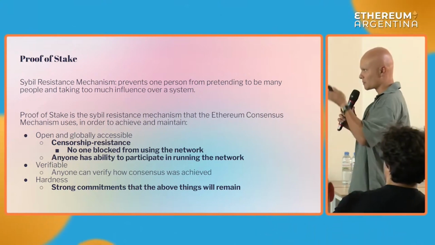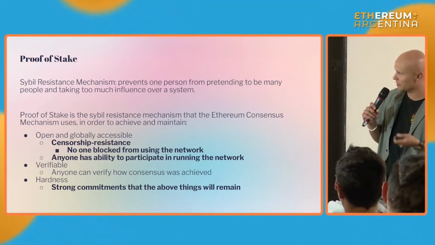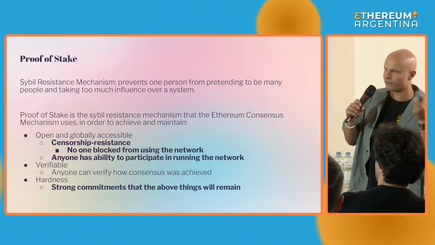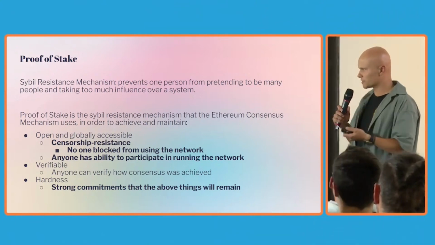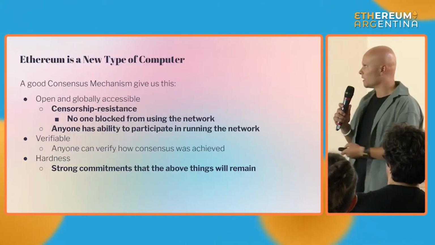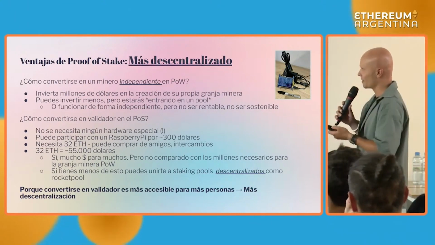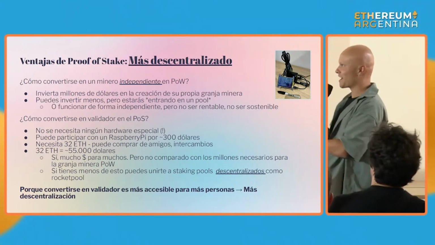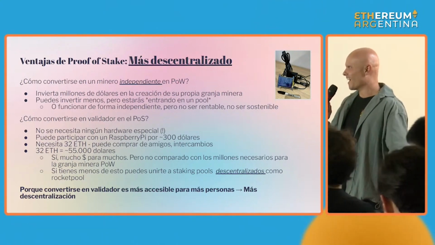So it gives us some censorship resistance. It allows anyone to have the ability to participate in running the network. It allows others to verify how consensus was achieved, and it gives us also relatively strong commitments that those things will remain true in the future. And so, yeah, I also wanted to cover some benefits of proof of stake. Actually, this slide was in Spanish already, so I just copied it over from when I did a presentation before.